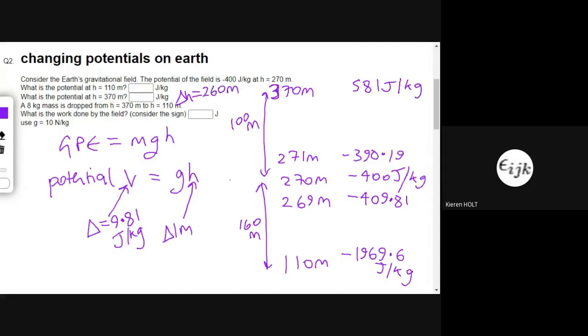What is the work done by the field? Well, in this case, it's simply mgh, isn't it? It's going to be 8 times 9.81 times 260. And the field is going to do work on the mass, so I'm expecting that this is going to be a positive number. And I get 20404 joules.